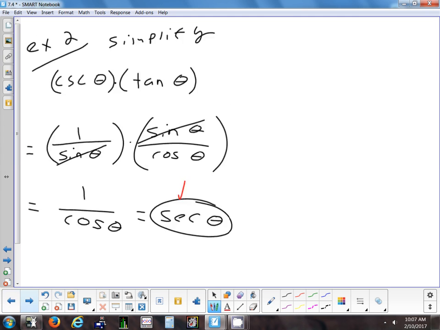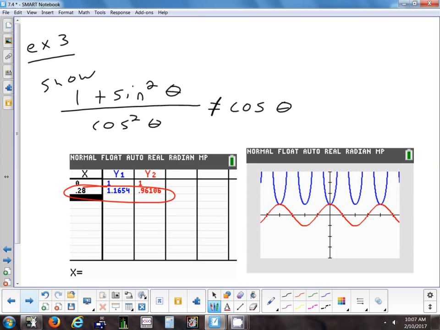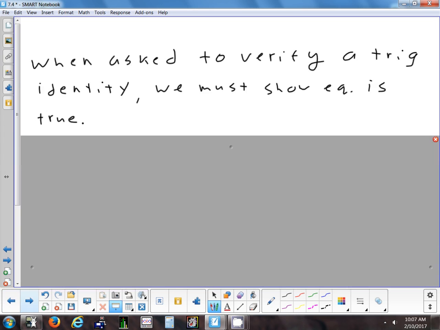Didn't we have a verify as like a bonus question or like a test question? We did have a question. I'm not sure if it was simplify or verify, but we did have a question on a test. Yep.